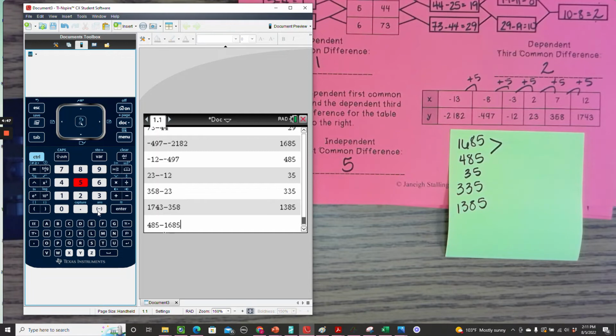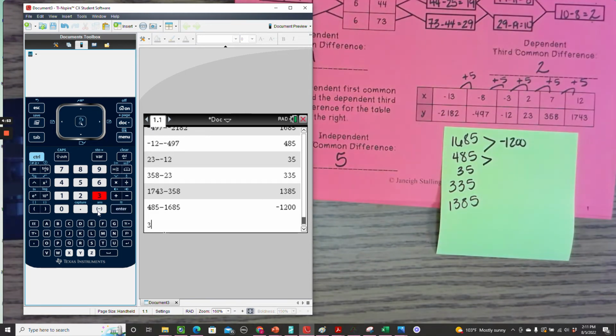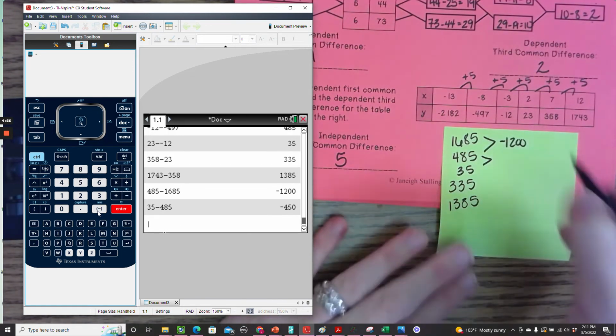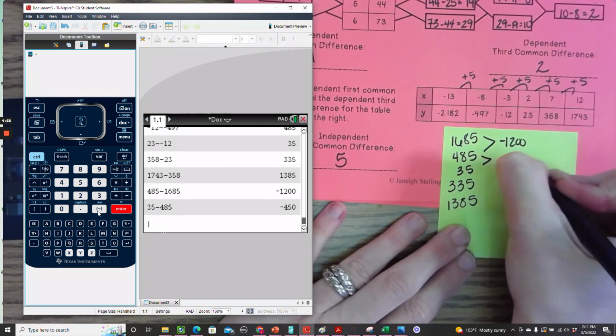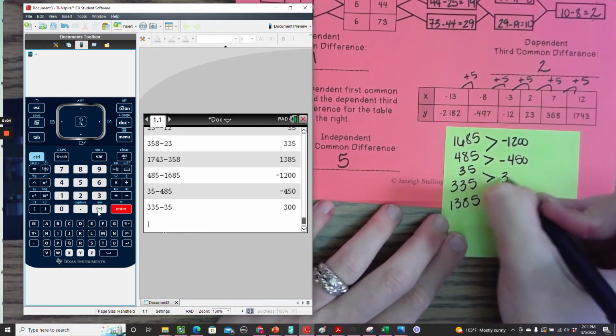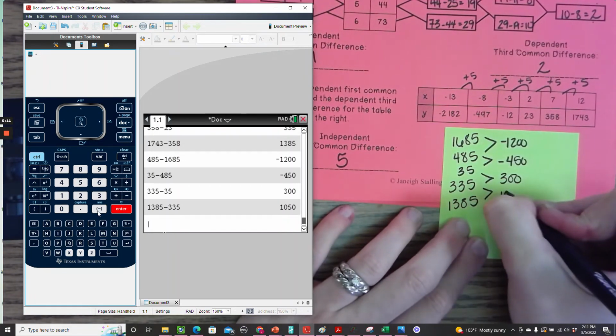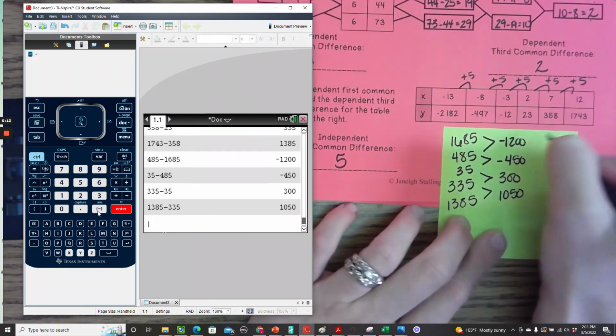485 minus 1685, negative 1200. 35 minus 485, negative 450. 335 minus 35 is 300. 1385 minus 335, 1050. Still not the same. Do it again.